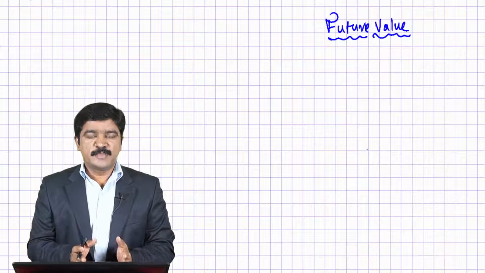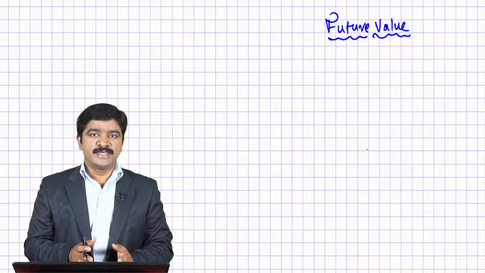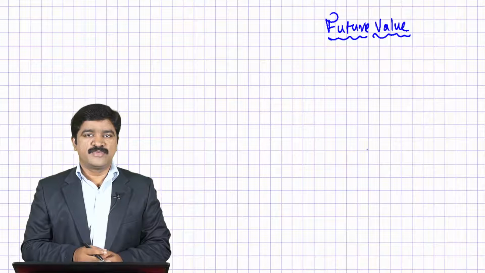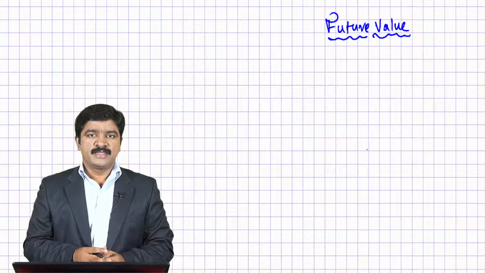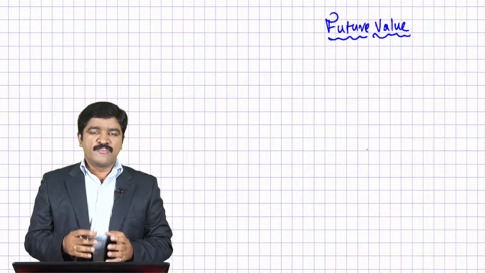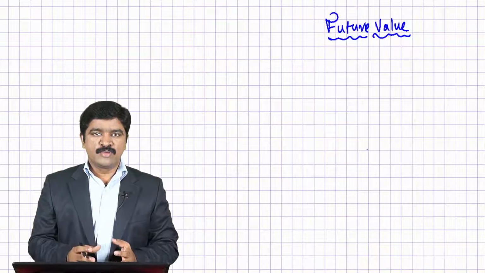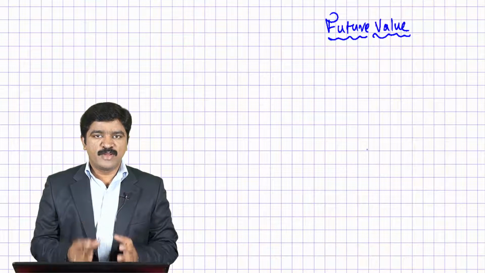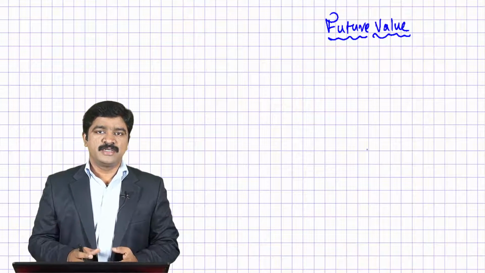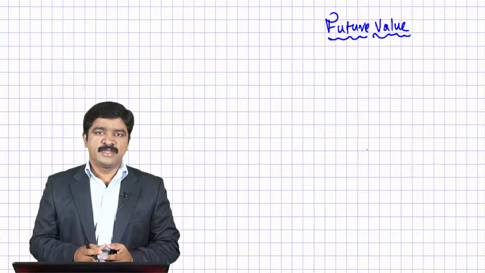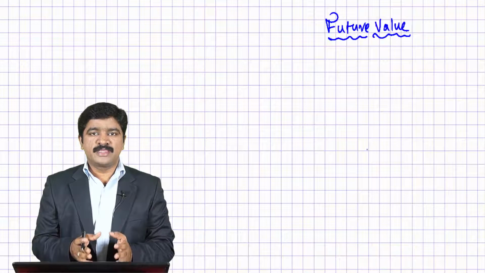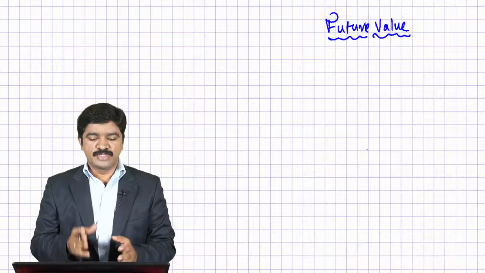The first step in understanding time value of money is you should understand what is future value. That is, if you are investing a money now, what will be the value of that money in the future? That's what we call as future value. And there are basically two methods available for finding the future value.